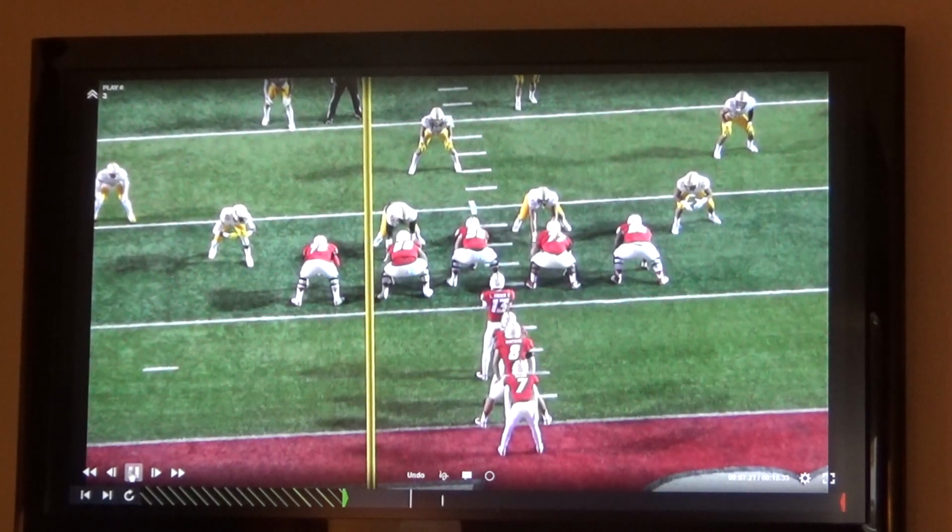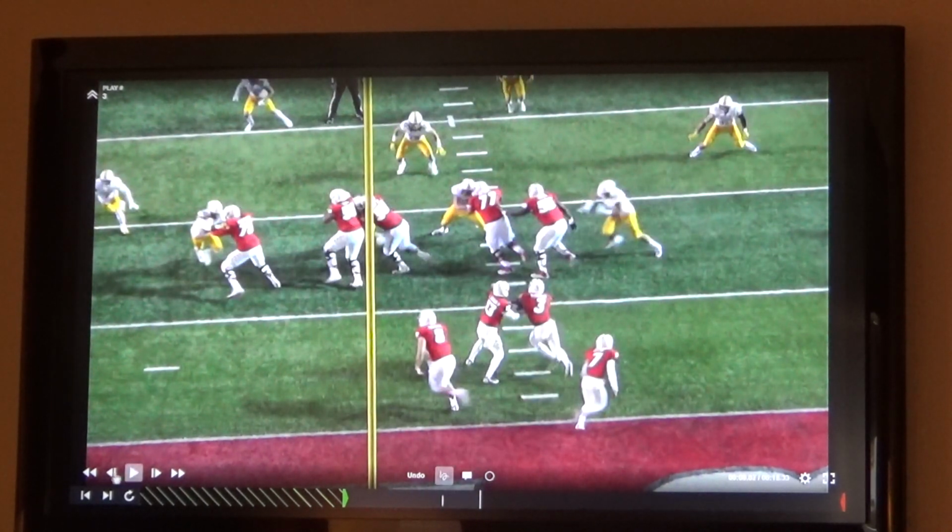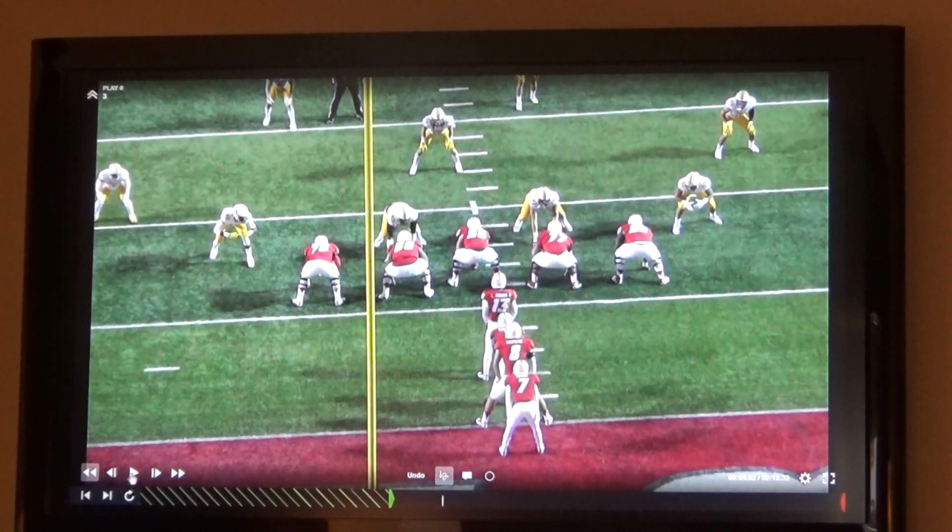All right, Lamar. Let's talk about this play. Just execution wise, what are you looking at pre-snap?